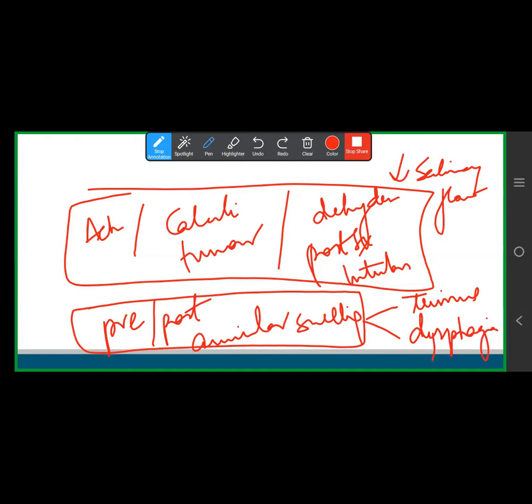Now you need to keep in mind, when a patient is having a decreased salivary flow, till now, whatever case scenarios I've seen, they have given medication usage with anticholinergics. They have given calculi and tumors and dehydration and post-surgical or intubation case scenarios, with the patient coming with a pre or a post-auricular swelling and trismus or dysphagia. You have to be thinking about Staphylococcus aureus and anaerobes.